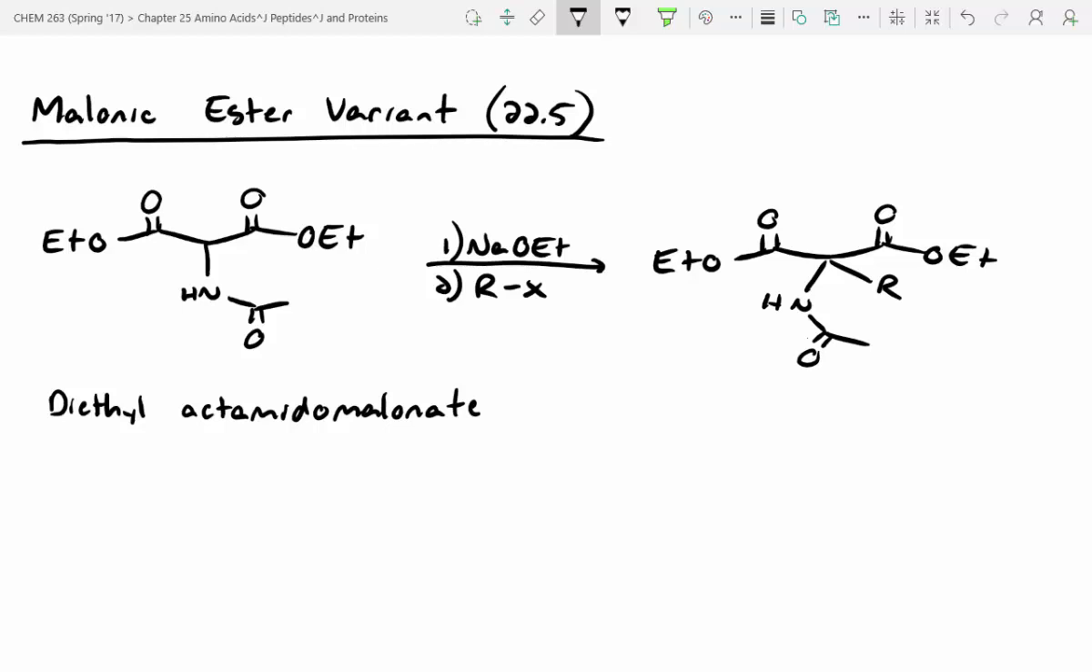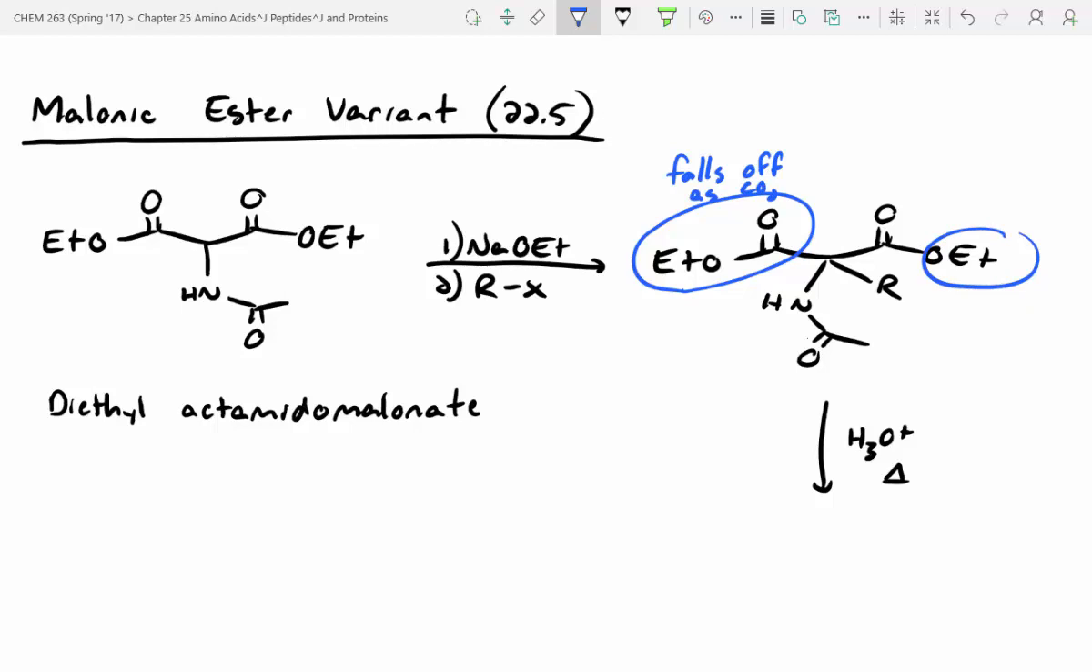What do you think will happen when we treat this with acid and heat? What's going to happen to one of these esters? It'll fall off as CO2. CO2. Okay, what's going to happen to this ester? Okay, converts to an OH. I'm not going to show this full mechanism. And then last but not least, what do you think is going to happen to this acyl group? Yeah, it's going to fall off. So basically, we're going to blow apart this molecule and see what we get out. Okay, so now that we've got that, let's redraw this.